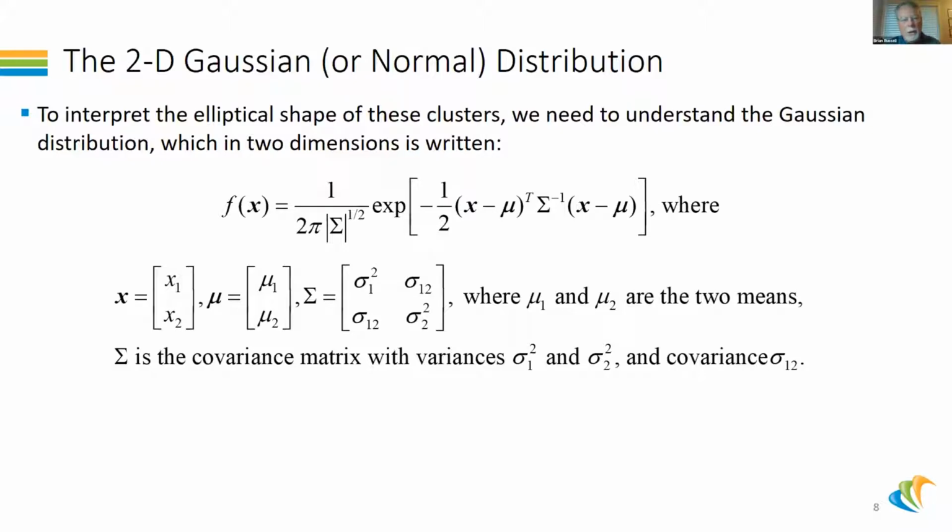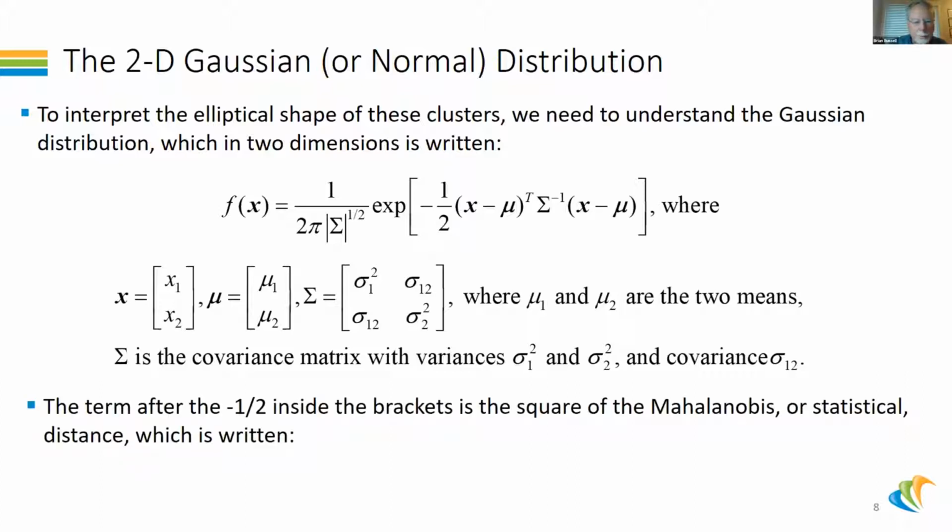Well, here's a little more detail. X, in this case, we're in 2 dimensions. X1 and X2 are the 2 dimensions. You work out the means of the two in the 2 dimensions, and you work out the variances, sigma 1 squared and sigma 2 squared, and the covariance, sigma 1,2.